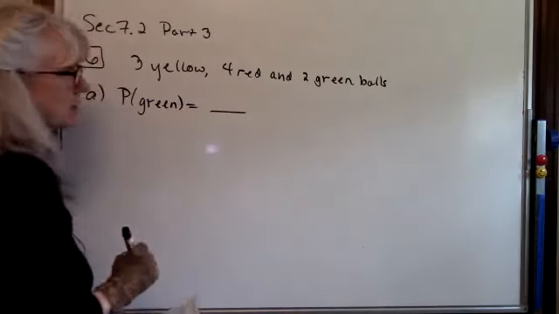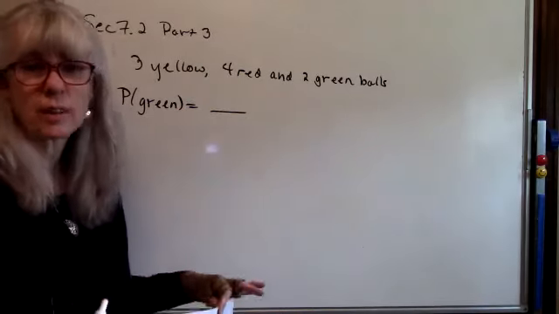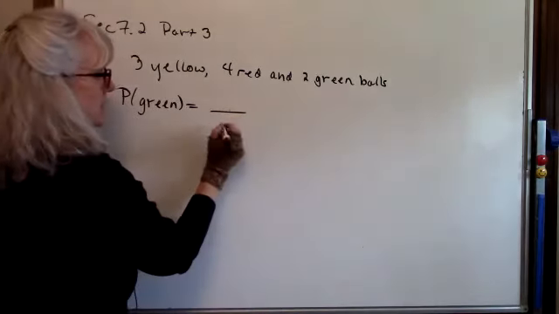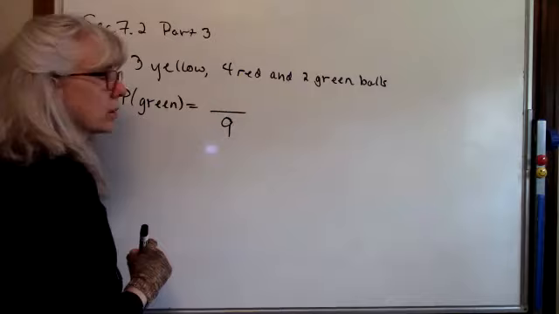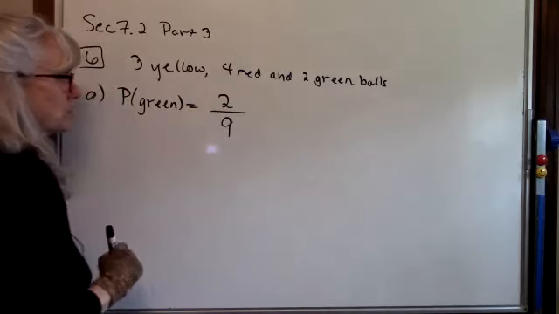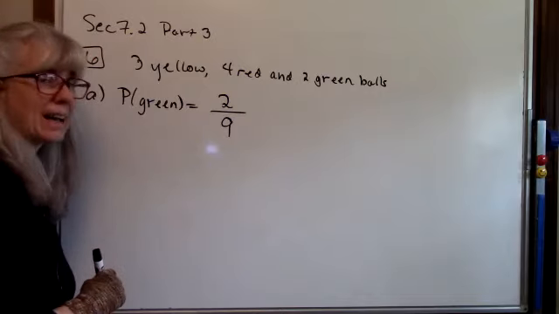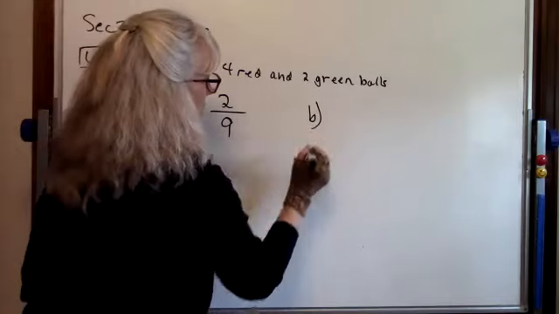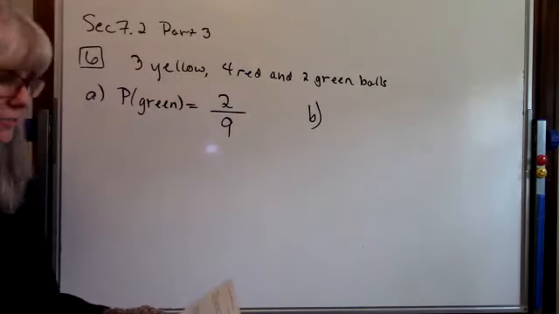First of all, let's figure out the size of the sample space, how many balls are in that urn. We're simply going to add the 3, the 4, and the 2 together, and that's going to give us 9 balls overall in that urn. We need to pick a green one. Well, there were 2 green ones. So the probability of picking a green one is 2 out of the 9 in that urn. I'm going to leave it as a fraction. I know it's already reduced, so we might as well leave it as a fraction.